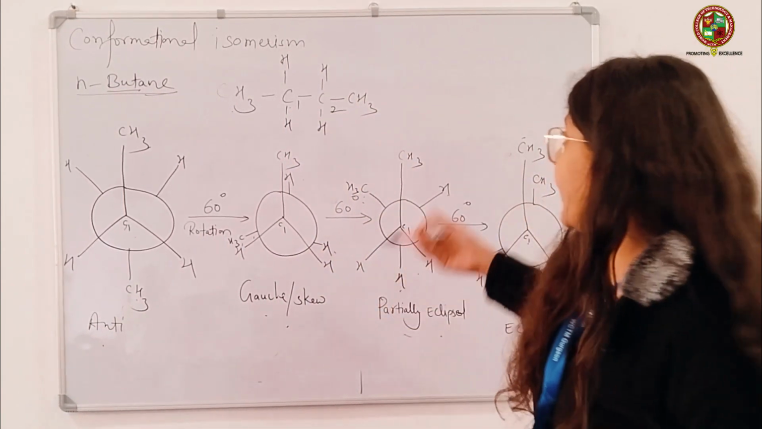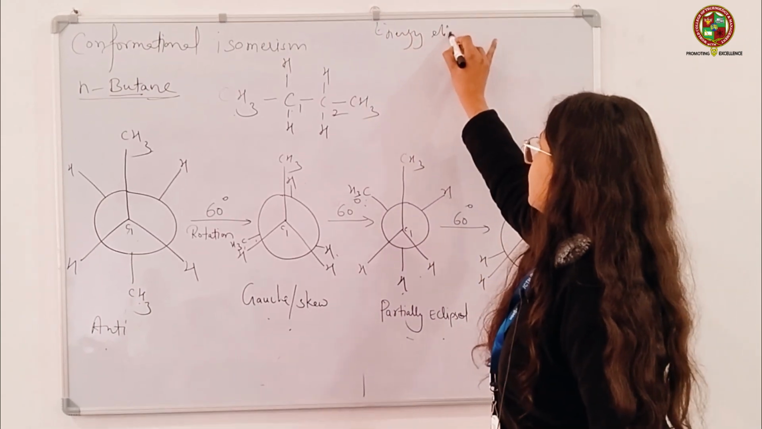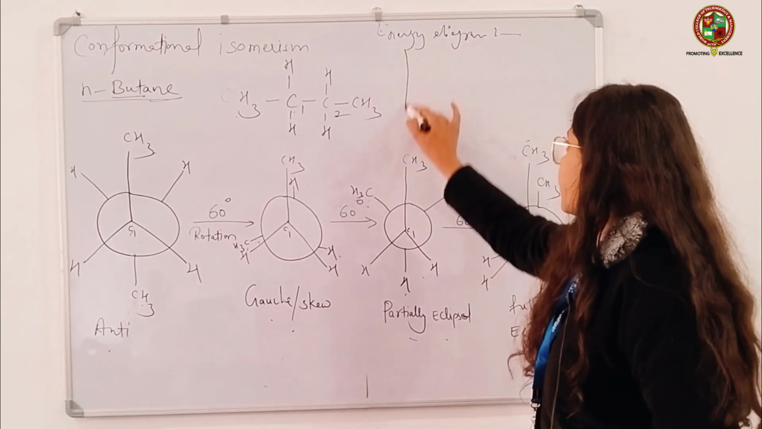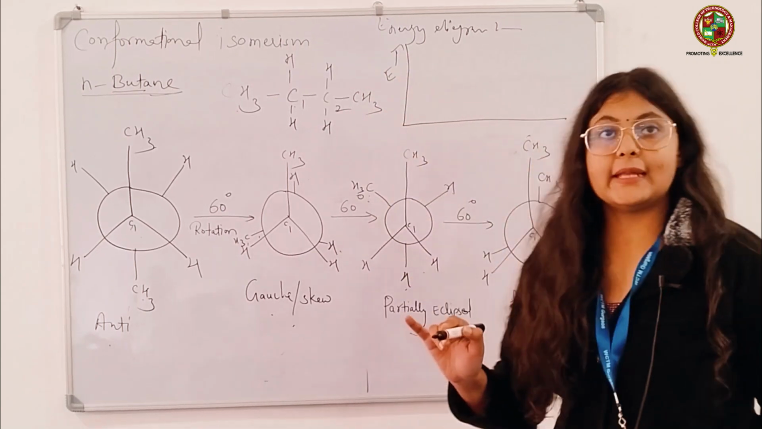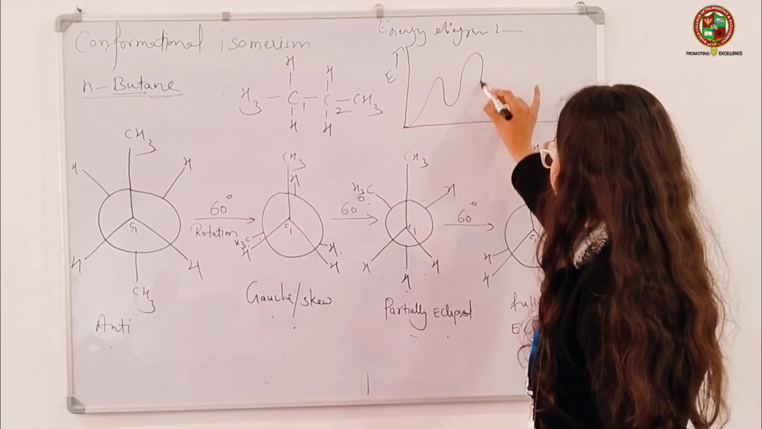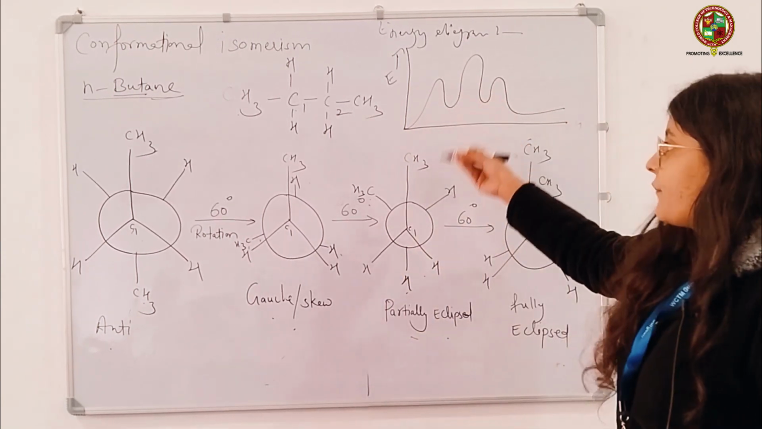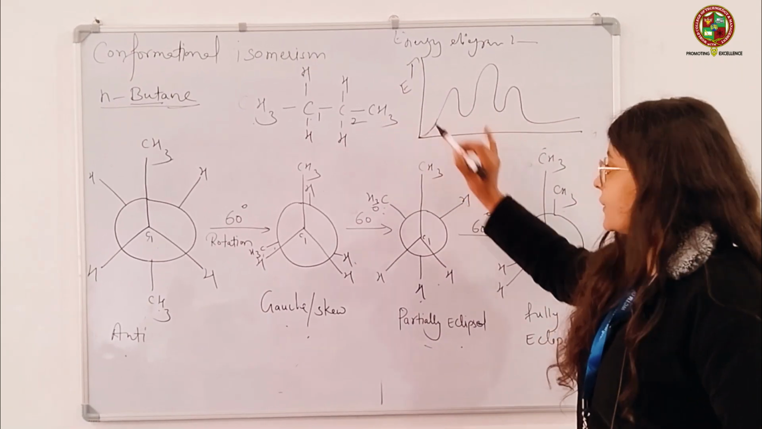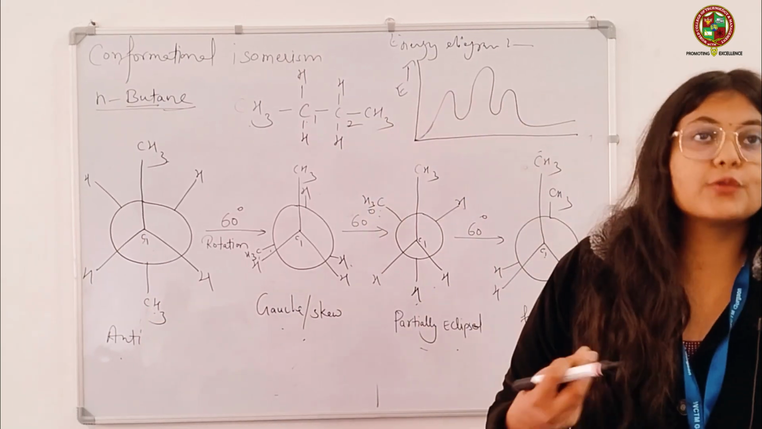If you want to draw the energy diagram of this N-butane, what will you do? You have to draw energy in increasing order like that, and you can draw the energy diagram like that. Okay, what will this graph show? This graph will show low energy here, that means which structure needs low energy to stabilize.